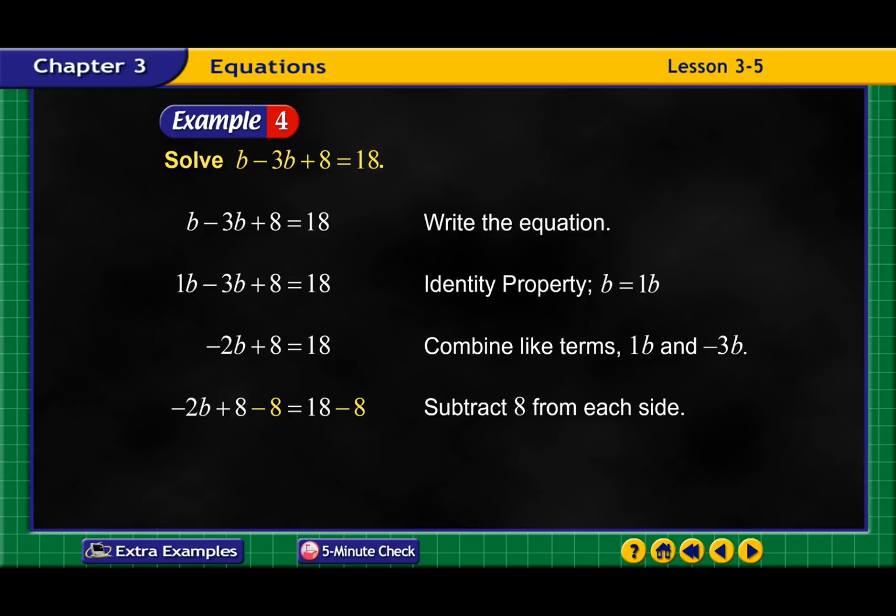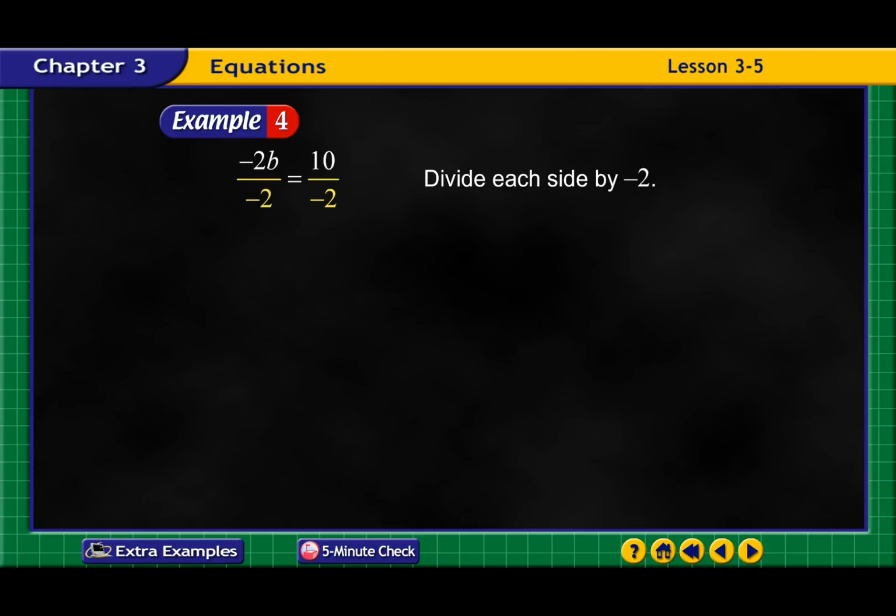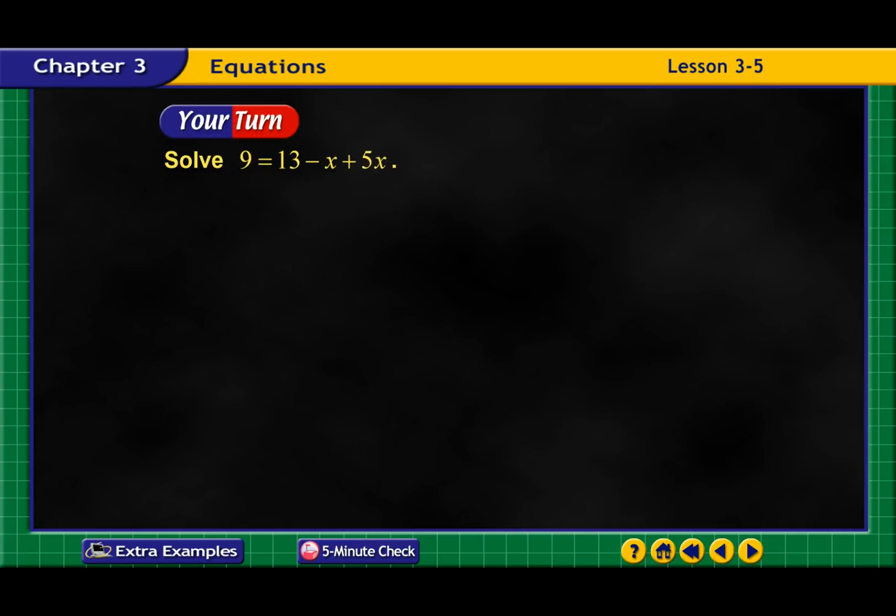From here, I can subtract 8 from both sides. Now I'm going to have multiplication, so I'm going to have to use division to get it out. So divide by negative 2. And simplify, 10 divided by negative 2 is a negative 5. My answer is negative 5. You try.